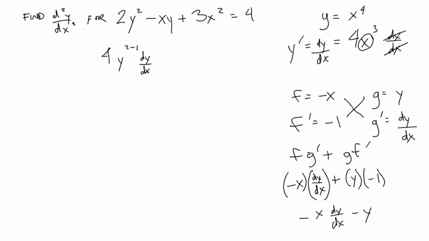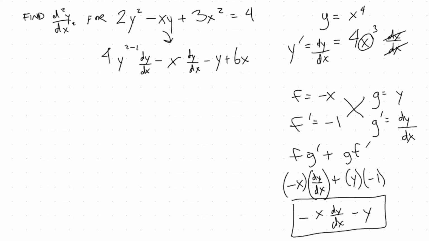I'll just leave it like that. So this is going to get plugged in right up here. So we're going to have minus, that's the derivative of this part, right? So this is going to be minus x dy/dx minus y. And then what's the derivative of 3x squared? That's going to be 6x. What's the derivative of a constant? It's 0.